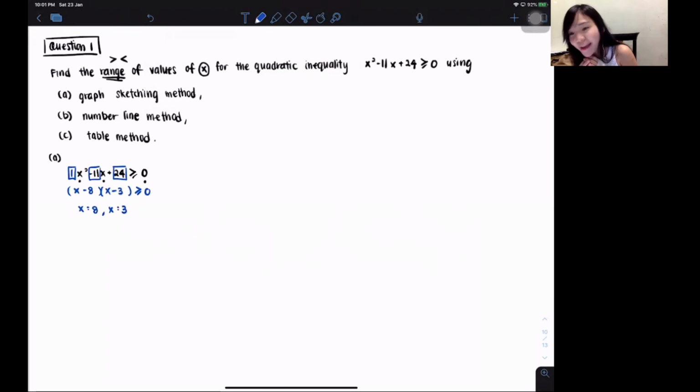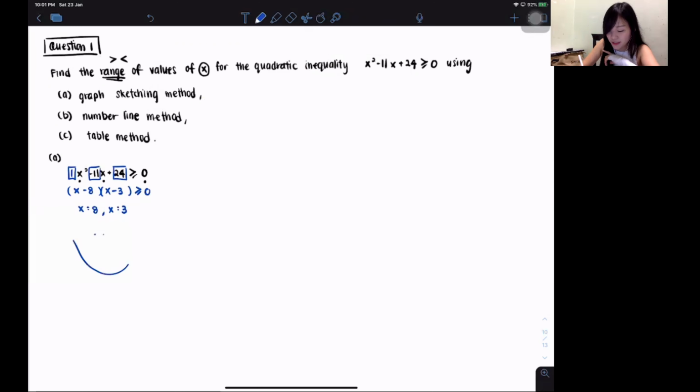No. Why? Because if they write equal, you write equal answer, can. But now they got bigger, smaller. Your answer should have bigger, smaller. But you got 3 and 8, 2 answer. So you don't know bigger than this or smaller than this, you must sketch. So the A, they say using graph sketching method. Exactly is the one I just taught you. So how do you guys sketch?